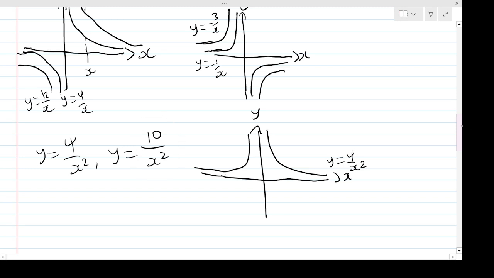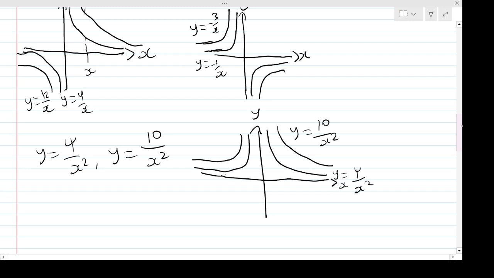Again, that's a bigger multiple, so it's going to pull the graph outwards compared to the 4 over x squared graph. So it's going to look like that, on both sides. There we are. So then I'll call that y is 10 over x squared, the outer one, and then the inner one, whatever is 4 over x squared.